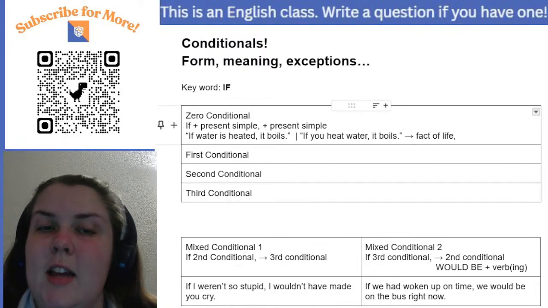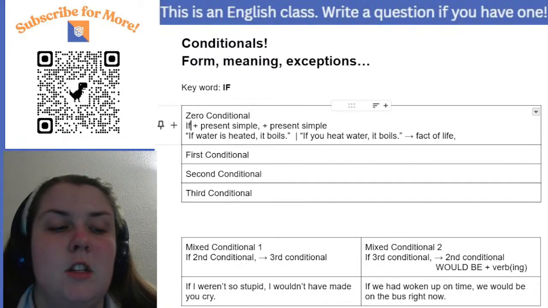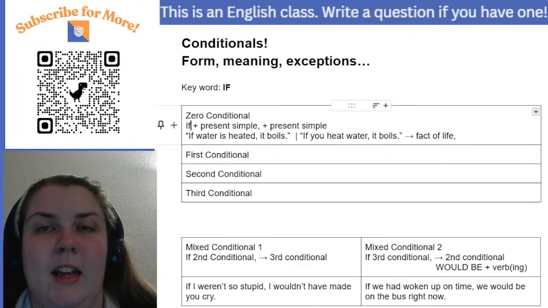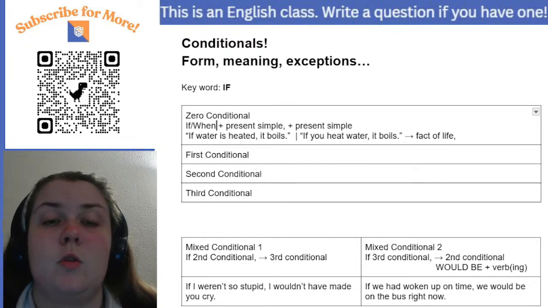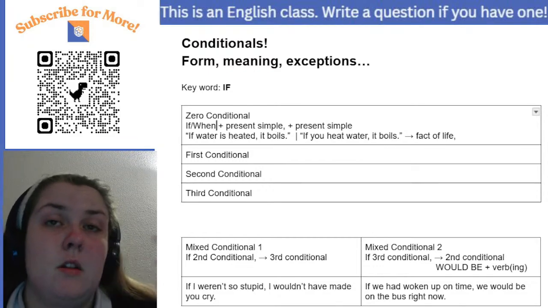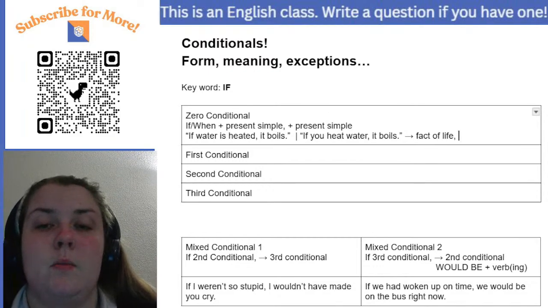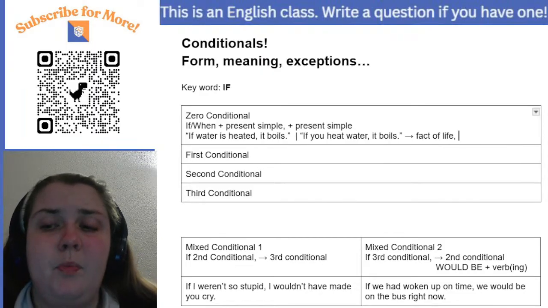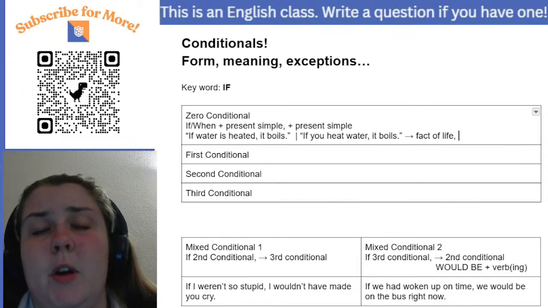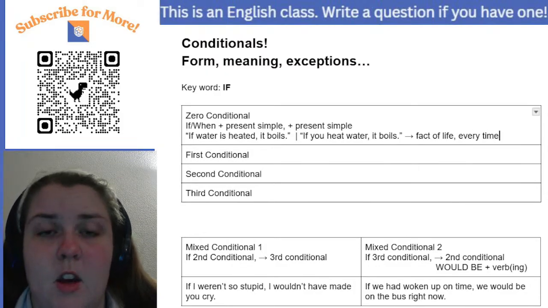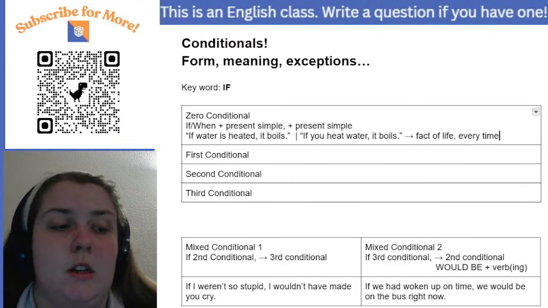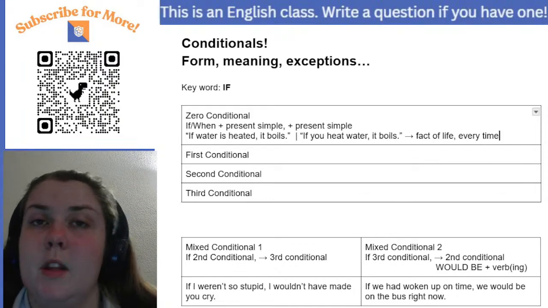So you have to ask yourself the question, do you need to use if? The word if is a condition. Not necessarily. You could also use the word when. When you heat water, it boils. The indication that you are giving when you say something like that is that it happens every single time. Okay? When you heat water, every time you heat water, it boils.